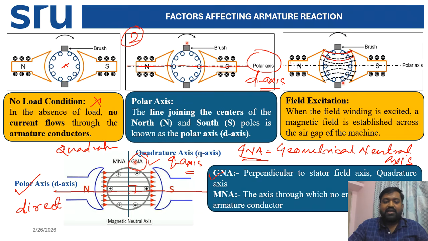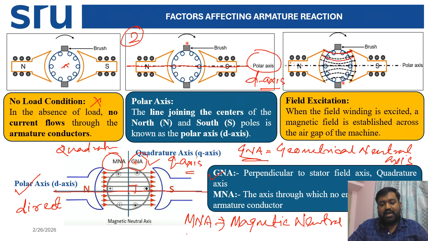Okay. And you see there is another term, that is MNA. MNA is nothing but the magnetic neutral axis. You can put here magnetic neutral axis. It is the axis through which no EMF is induced.